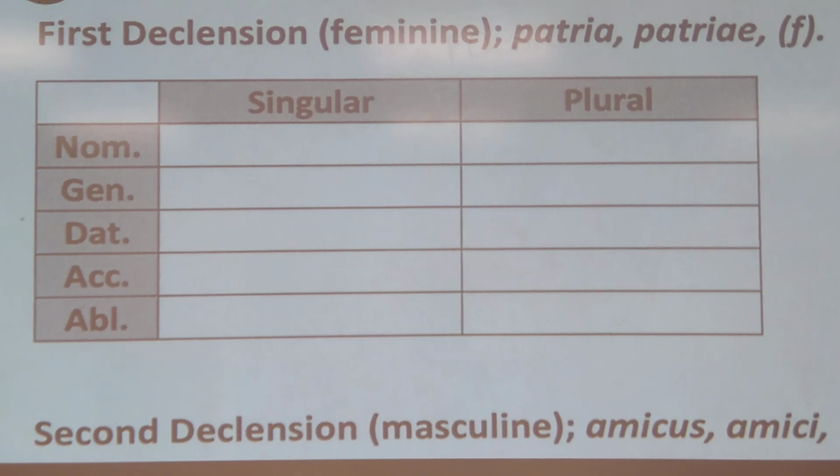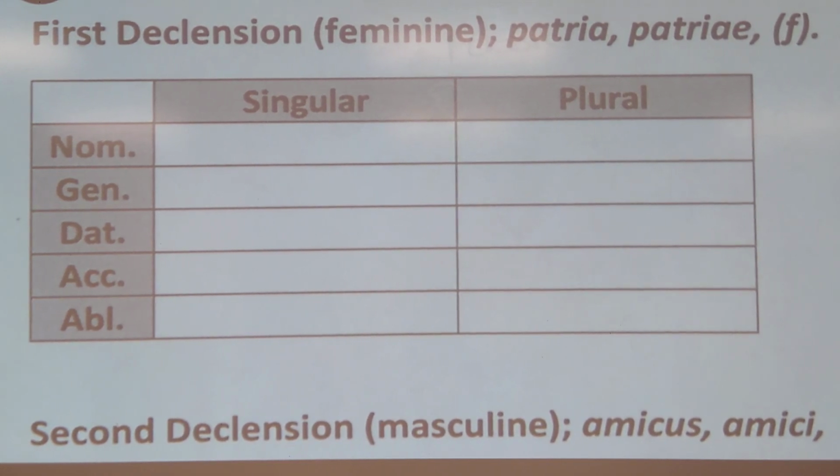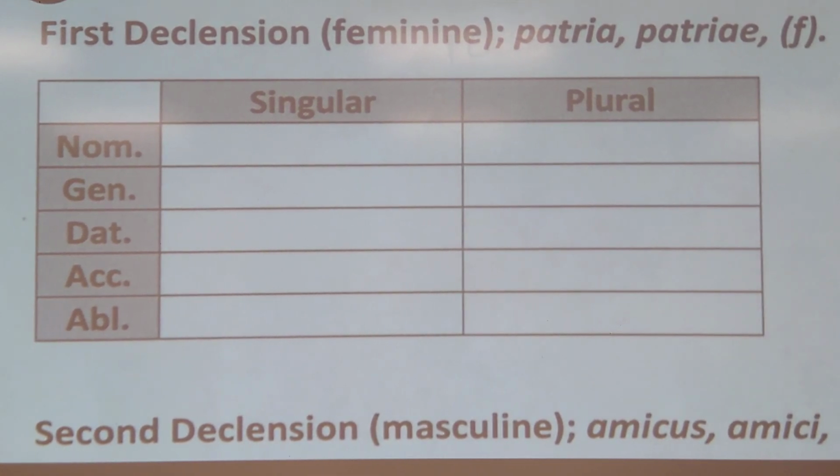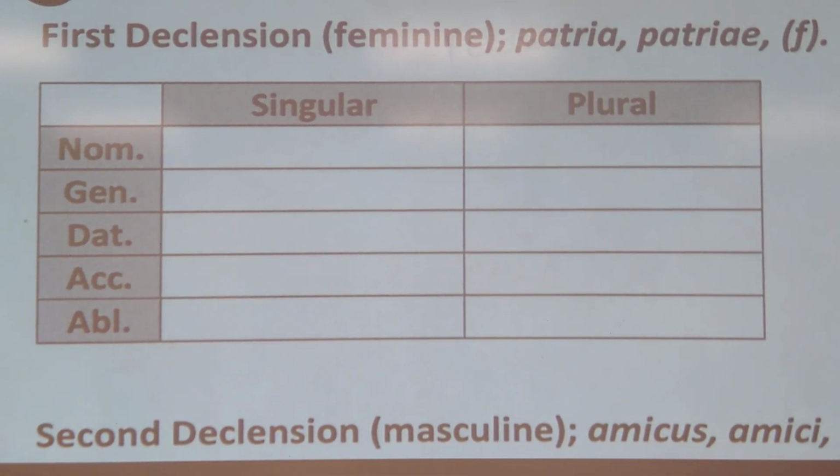Last time we just talked about the background of nouns, how you build them, and some of the terms that we use when talking about nouns. Today we're going to look at the 5 declensions of nouns and what the endings for those declensions look like. All right, so let's get started with the first declension.